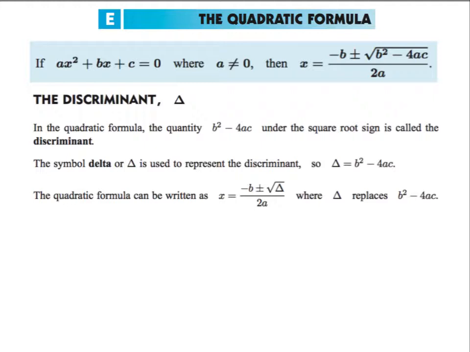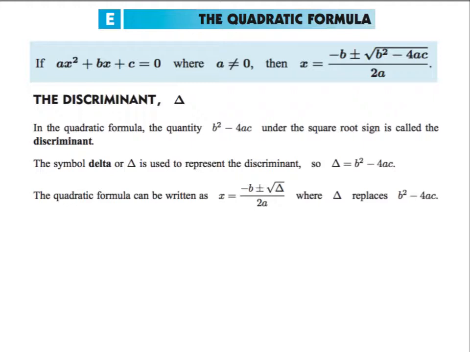Then you just simply memorize what the quadratic formula is and substitute in the number values of a, b, and c into this formula. So the quadratic formula is x equals the opposite of b plus or minus the square root of b squared minus 4ac, all over 2a. Plugging that in will give you your two solutions.